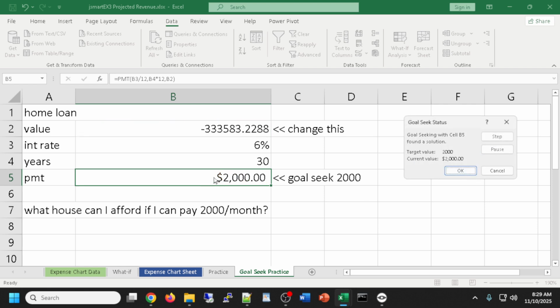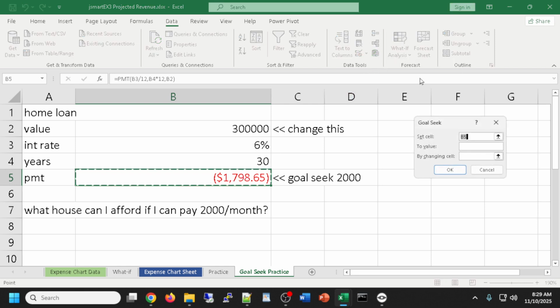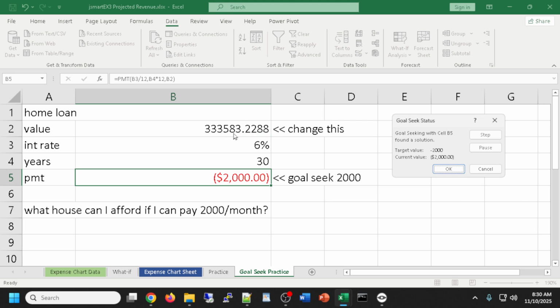and Excel finds a negative value. Well, that's because the payment is a negative number by the normal signs. So I could go back and do a goal seek of a negative $2,000, so I don't have all my signs suddenly change, and the value of the house. I can afford at those interest rates $333,000 before I'm over my monthly budget. So there's one example of a goal seek.